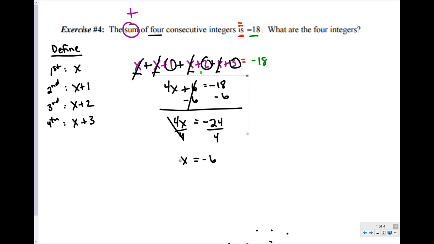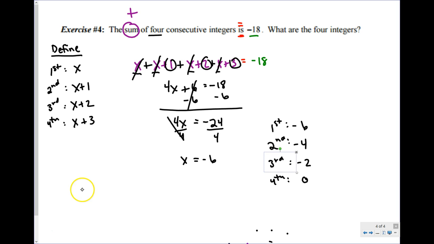That's my first integer, negative 6. Now be careful, because your second one is going to go up, not down, so it's a negative 4. Your third is negative 2, and your fourth integer is a 0. Now, if we want to test this, oh, what did I do wrong? I'm so sorry, I did consecutive evens. Sorry, it's negative 6, negative 5, negative 4, and negative 3. See how easy it is to make mistakes?